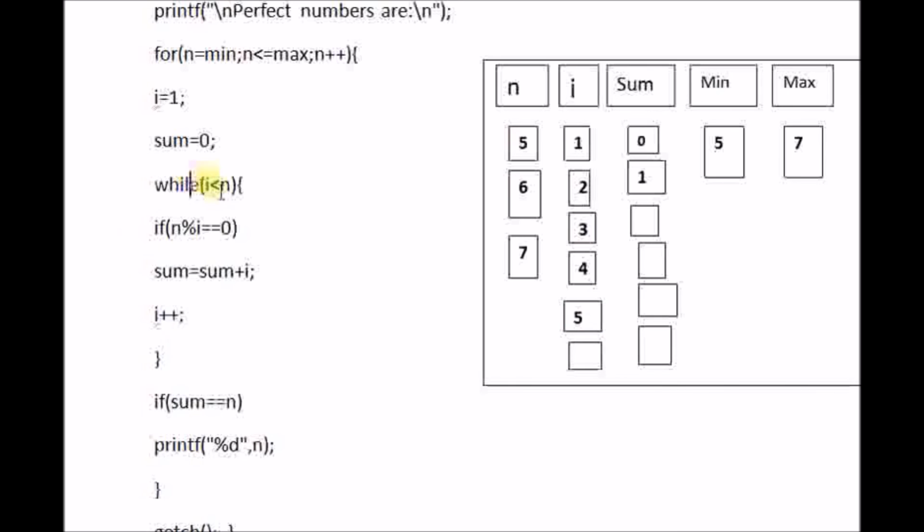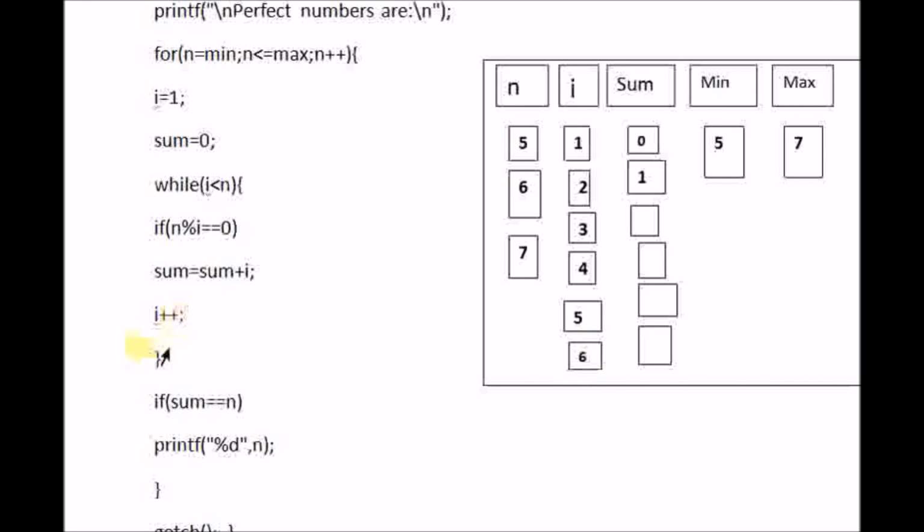Once again, this time while 5 is less than 7, yes, the condition is true. Inside the if condition, is 7 divided by 5 equal to 0? The remainder of 7 divided by 5 is not 0. This part will not get executed. The next statement is I plus plus. The new value of I will be 6.